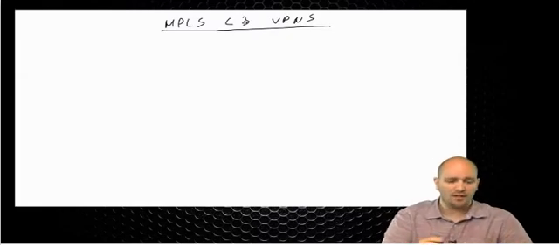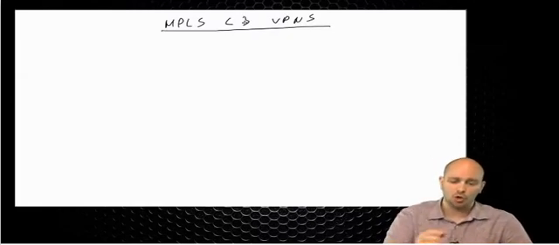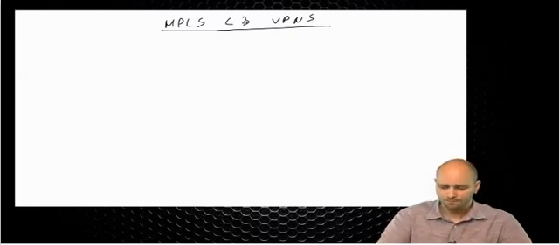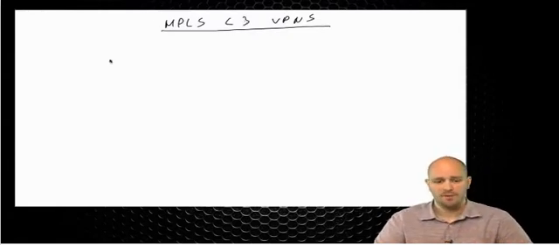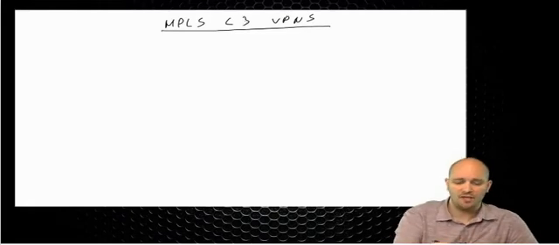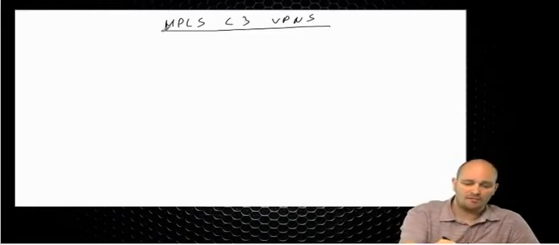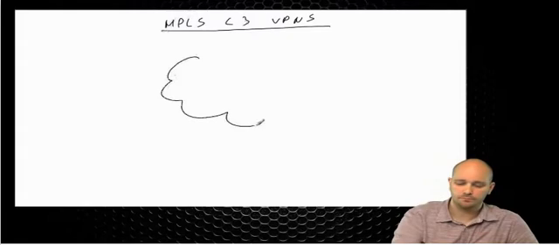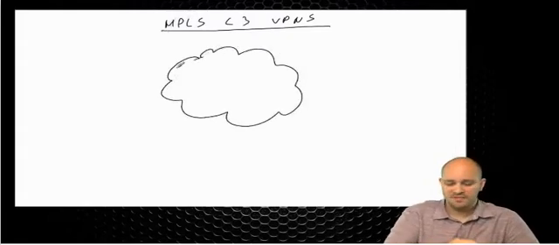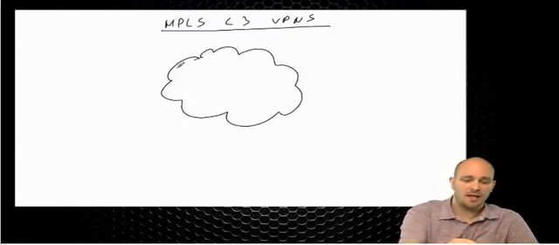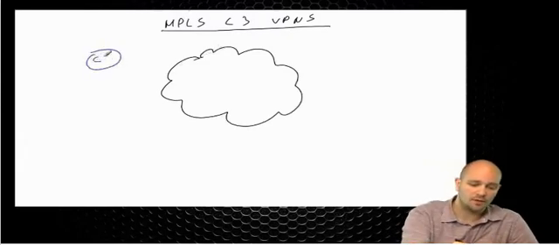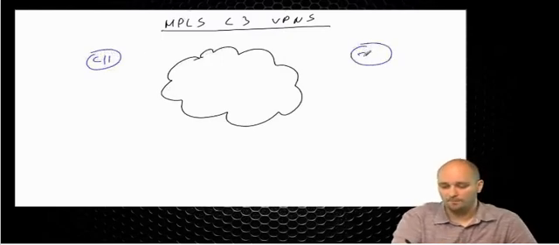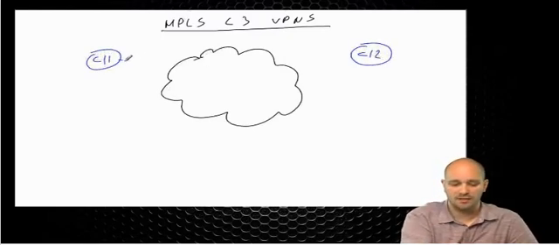To take a look at how the control plane in MPLS works, let's build a very, very simple MPLS network. I'm going to have some sort of a cloud, so there is some MPLS that runs here. And I'm going to have two customers: customer 1, site 1, and customer 1, site 2. Let's say that they are connected here.